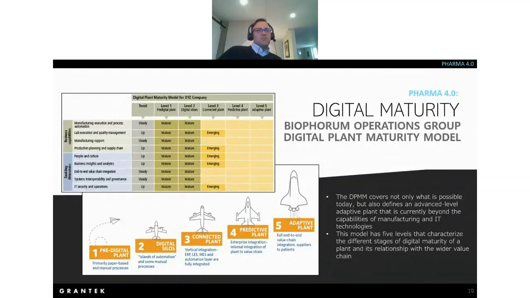The enabling capability dimensions category includes the people, processes, technology, and information capabilities required to enable the above business capabilities. These capabilities are people and culture, business insights and analytics, end-to-end value chain integration, systems interoperability and governance, and IT security and operations.